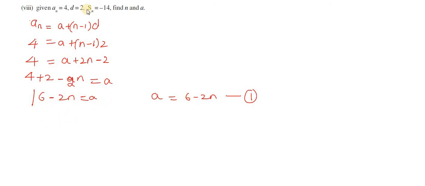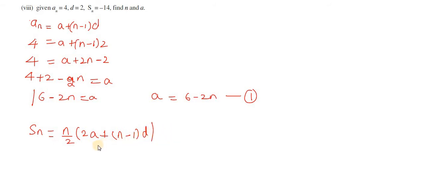So how to find n? We know they gave one more hint for us, that is Sn. So they gave here Sn. What is Sn? Sn is 14. Now we can substitute here Sn. We know the formula: Sn is equal to n by 2 into 2a plus n minus 1 into d.